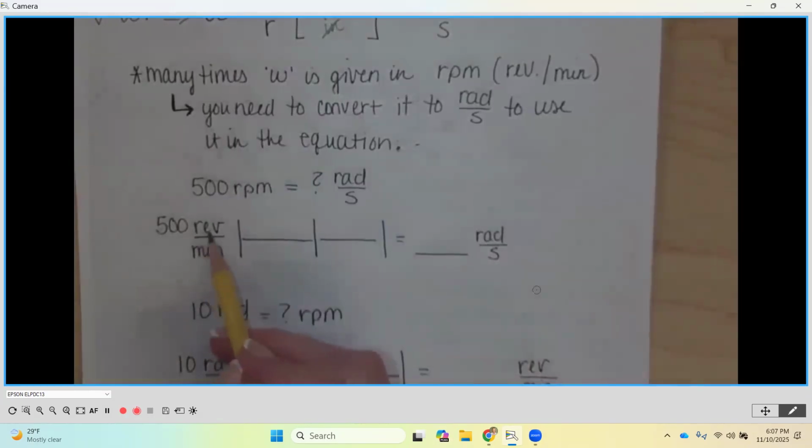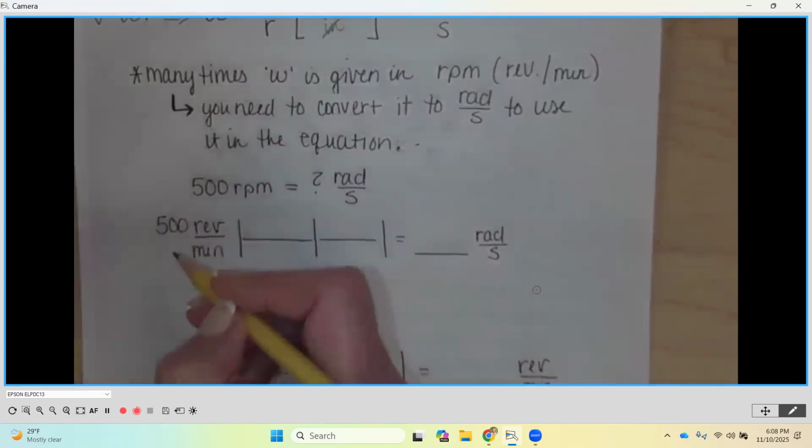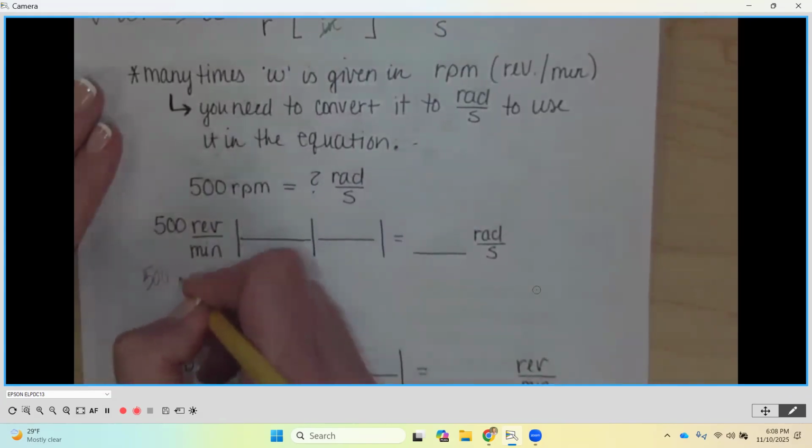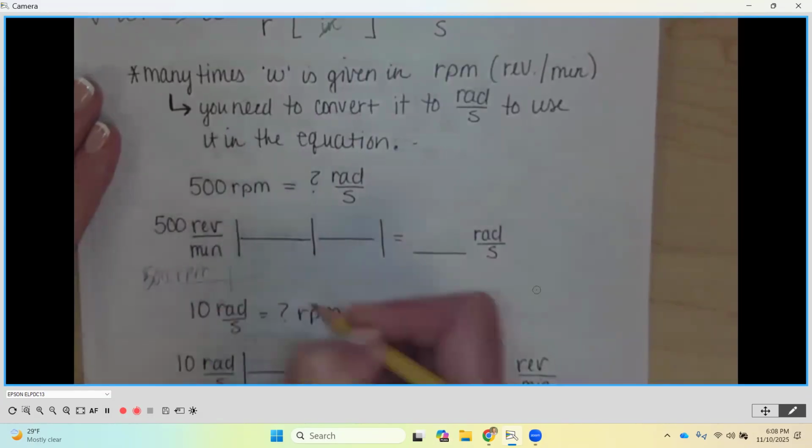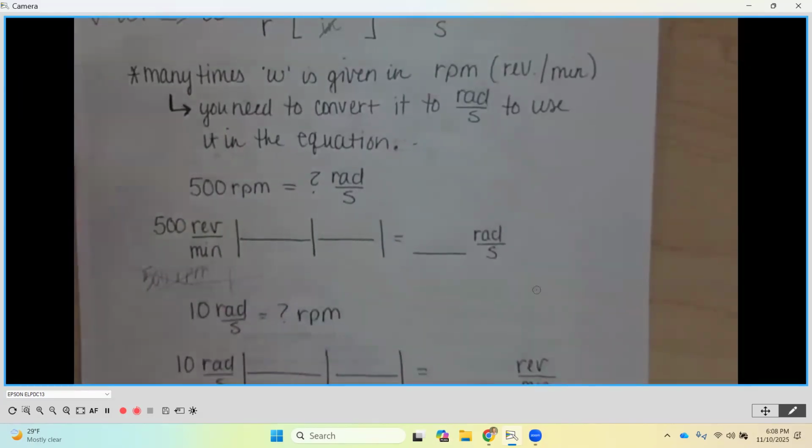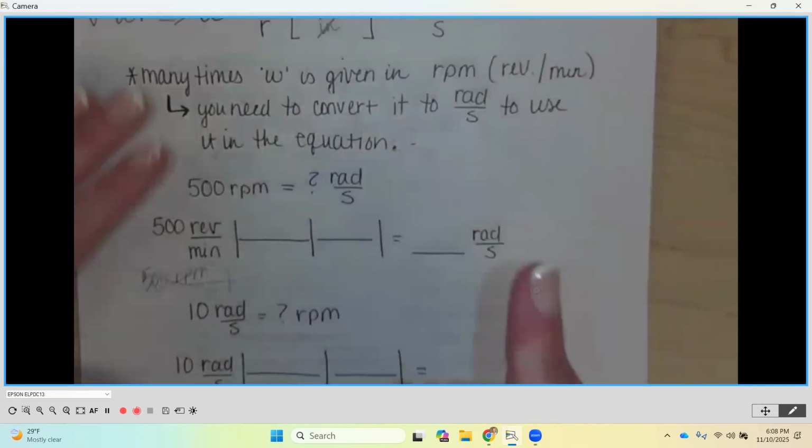So that means we're going to have revolutions on top. The per is going to be our division sign, and then minutes are going to go on the bottom. So you have to expand this out. You cannot write this as 500 RPM on top and do the conversion. Not going to happen. Okay. Revolutions on top and then per minute.